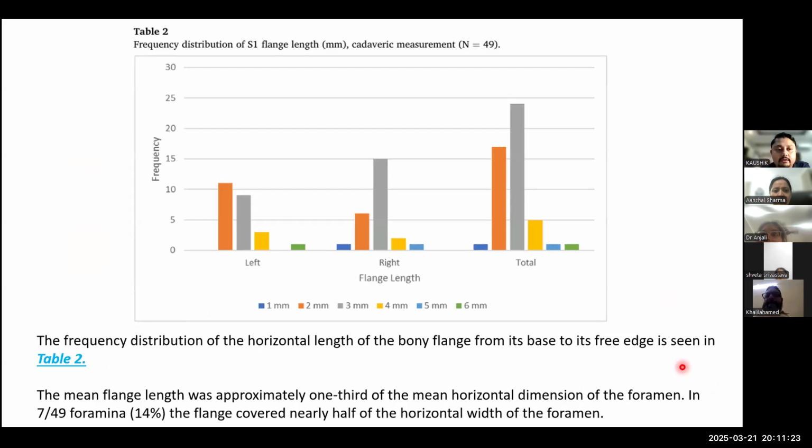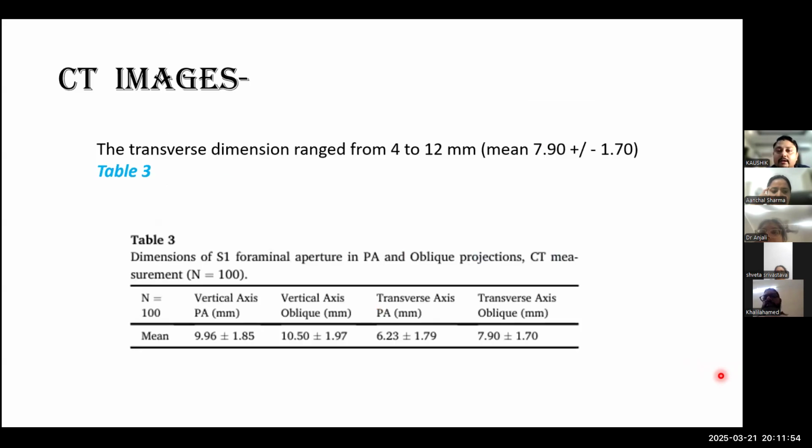So here they have shown us the frequency distribution of the S1 flange length in millimeters in the cadaveric specimens, and they have found it mostly to be around 2 millimeters to around 4 millimeters. And from the statistical analysis, they have found that the mean flange length was approximately one third of the mean horizontal dimension of the foramen. And in 14% of the cases, the flange nearly covered half of the horizontal width of the foramen. So coming to the CT images.